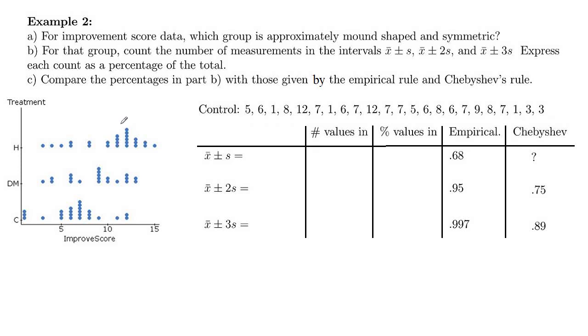In this example, we want to compare our control data here in the honey as a cough remedy data set to the empirical rule and to Chebyshev's rule. So for the improvement score data, we want to know which group is approximately mound-shaped and symmetric, and it looks like the control group is probably the closest. Not quite mound-shaped because of these outliers up on the end, but probably the closest of the three groups. So this would be control.